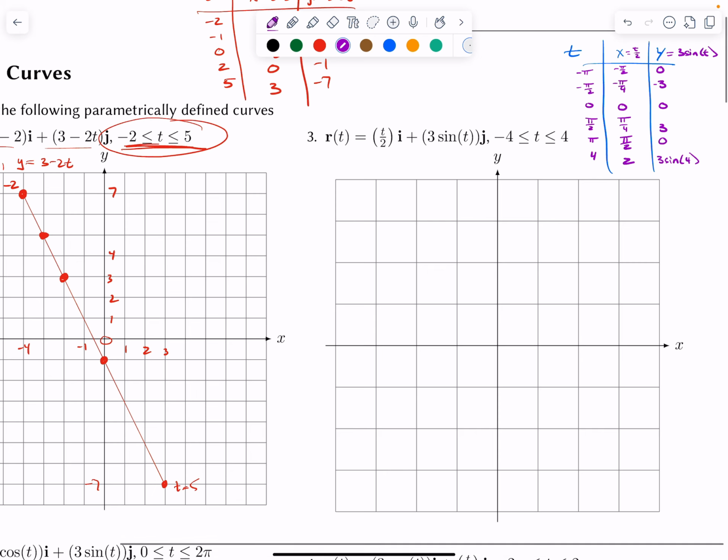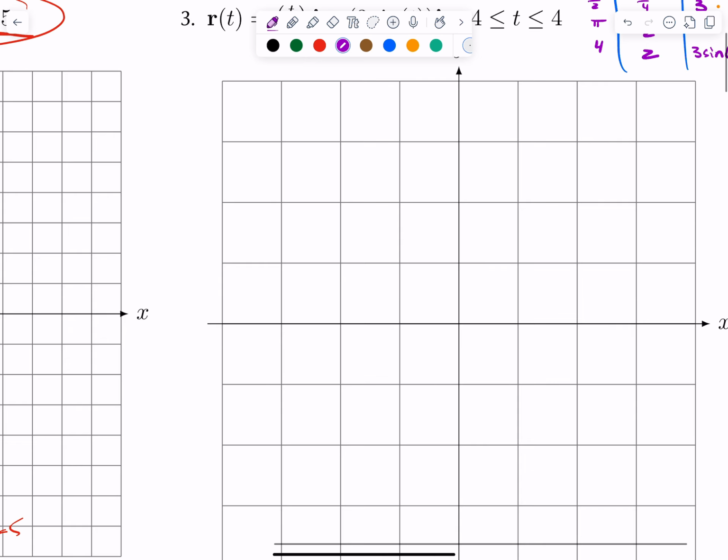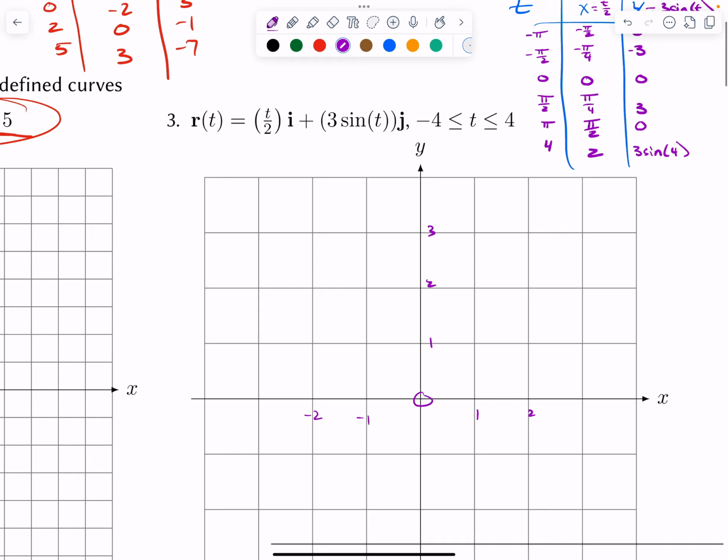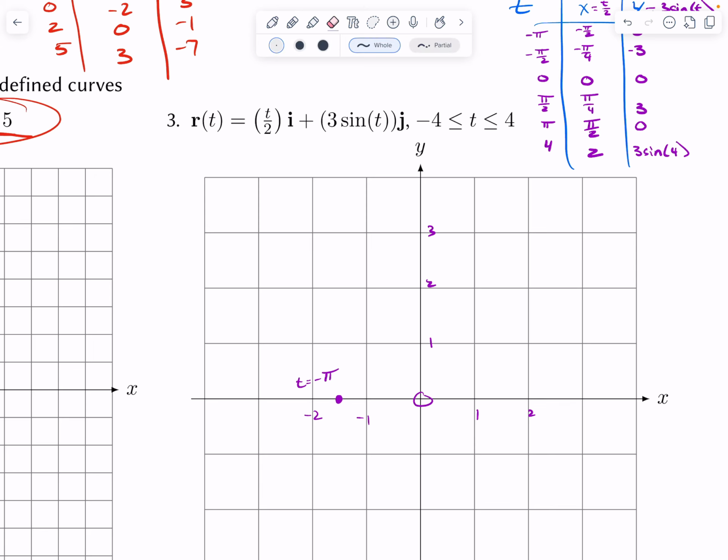So starting at x equals -pi over 2. So let's see, -1, -2. This is a 0, 1, 2. Okay, so -pi over 2 and 0, so that's going to be right about here. That's t equals -pi. And of course, -4 is going to be a little bit to the left of, oh, actually, it'll be at -2. We'll fill that in a sec.